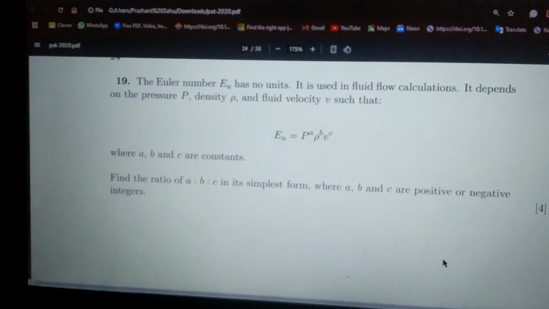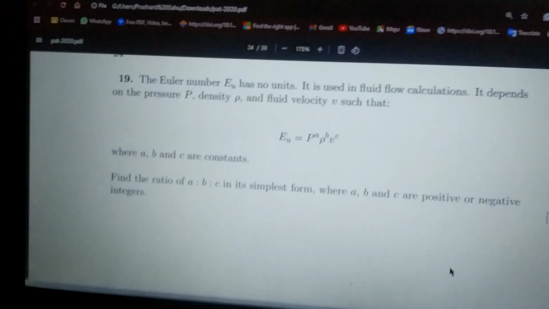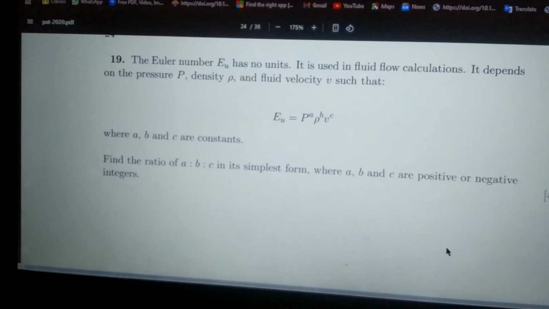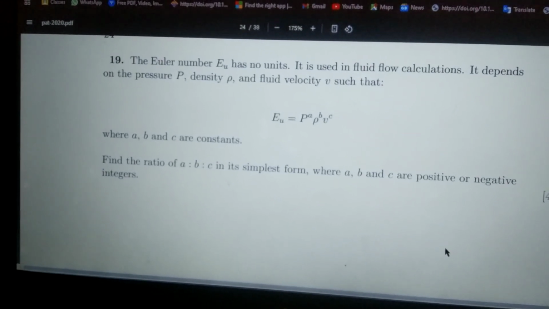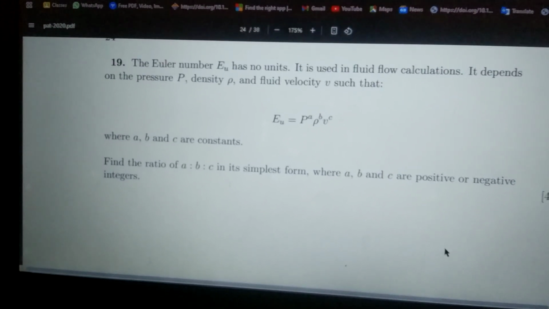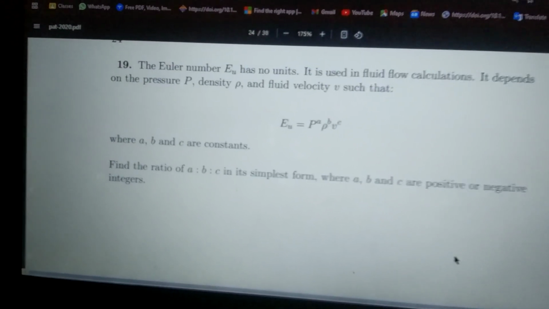Today I am going to solve one of the problems of units and dimensions that were asked in the Oxford University Physics Admission Test 2020 exam. So the problem is: the Euler number Eu has no units. It is used in fluid flow calculation.